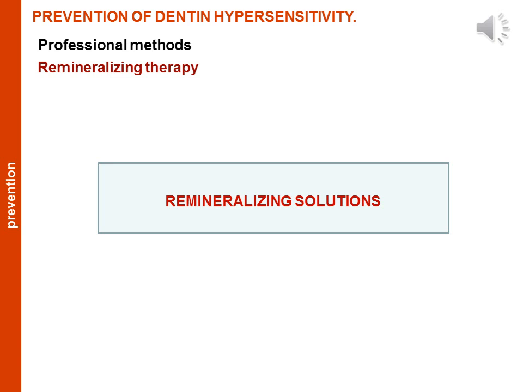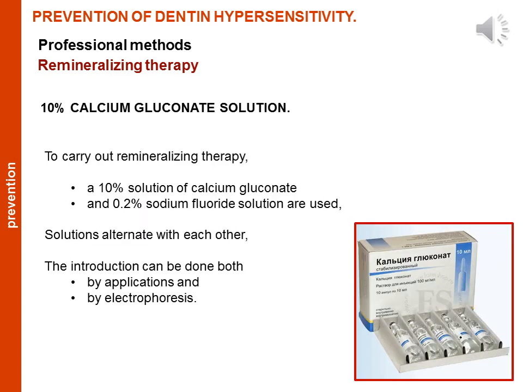Remineralizing solutions for remineralizing therapy. 10% calcium gluconate solution. To carry out remineralizing therapy, a 10% solution of calcium gluconate and 0.2% sodium fluoride solution are used. Solutions alternate with each other. The introduction can be done both by application and by electrophoresis.